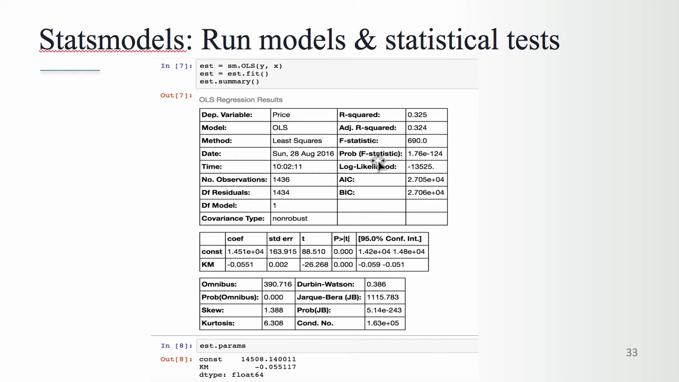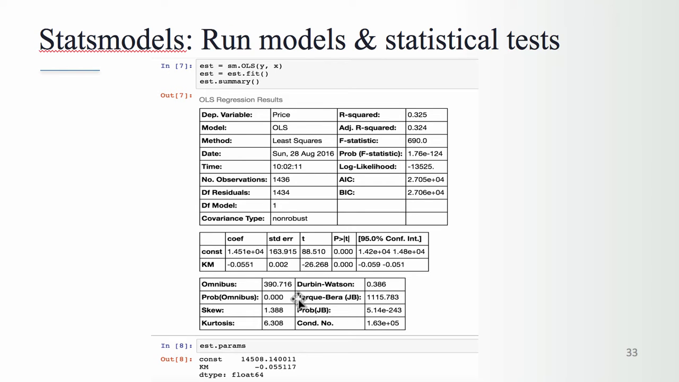There are also other useful things. The F-stat tells you the overall significance of the regression. And then more importantly here, you have the constant. So you see this value here. If you don't want to read it off, you can do estimate.params, which shows you the parameters. The constant is 14,508, and the kilometer is negative 0.05517, because there's an inverse relationship. The older the car, the cheaper it is.